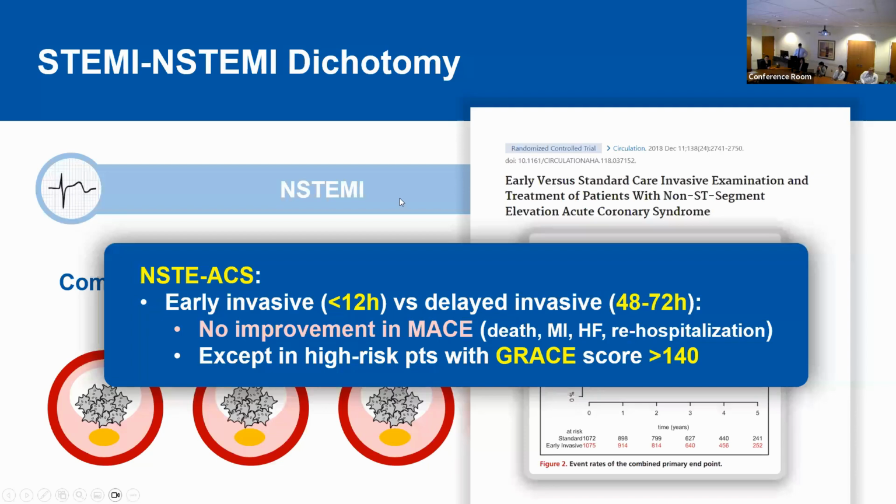And in this trial, once again, they looked at a cohort of NSTEMIs. Once again, they looked to see differences between an early invasive approach and a delayed invasive approach, but this time they got the early arm into the lab a little bit earlier with a median time to cath of 4.7 hours compared to 62 in the delayed group. But once again, they didn't see any improvement in MACE with respect to death, MI, heart failure, rehospitalization. And once again, there was a trend towards improvement in the early invasive strategy if the GRACE score was greater than 140.